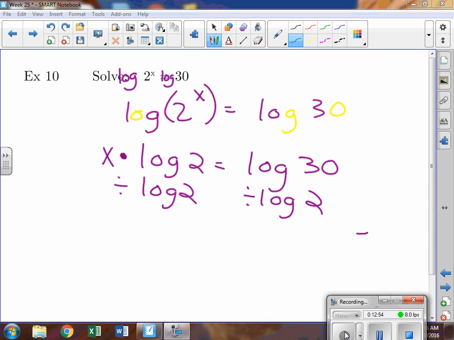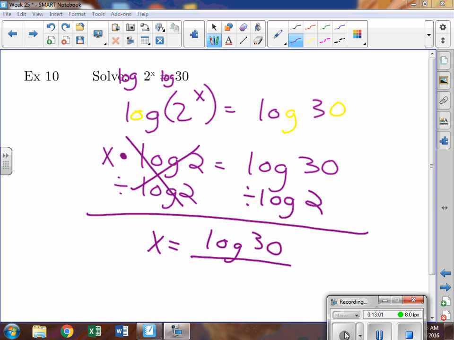And we now have something that we'd be able to put into our calculators. x equals the log of 30 divided by the log of 2. Please do not think that this is equal to the log of 15. That is not true. This is not the log of 15. There is absolutely no shortcut rule for a logarithm divided by a logarithm. However, we can put both of these into our calculator and see the results.